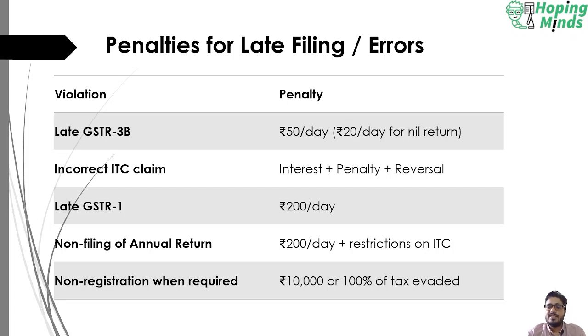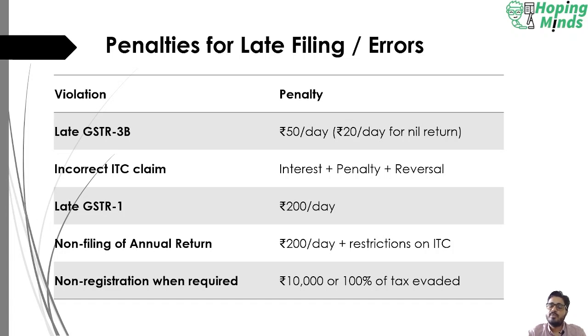It means if an assessee claims input tax credit for which he was not eligible, the department charges interest at the rate of 24% along with penalty. Also, the assessee has to reverse the input tax credit claimed earlier. Late GSTR 1 attracts a late fee of rupees 200 per day. Non-filing of annual return attracts rupees 200 per day plus restrictions on input tax credit.